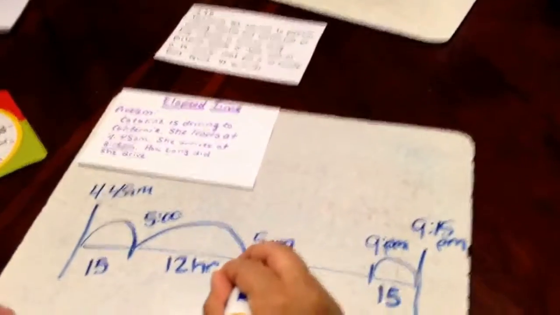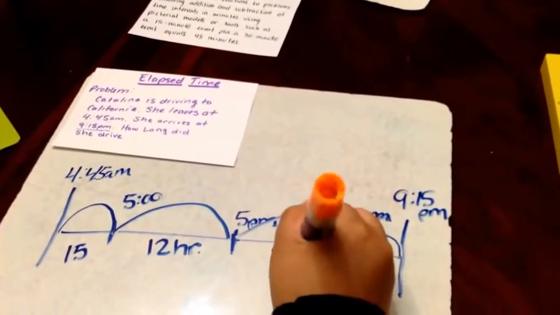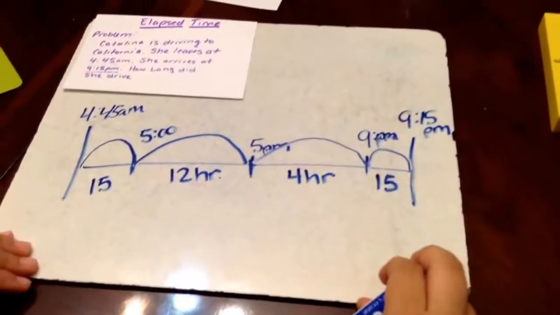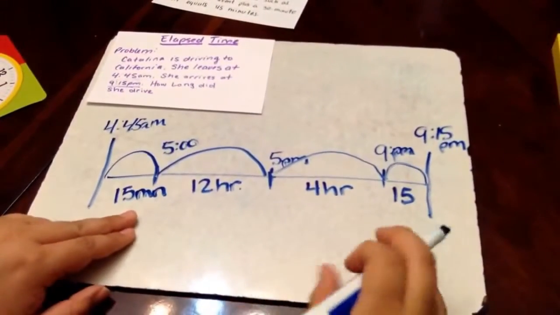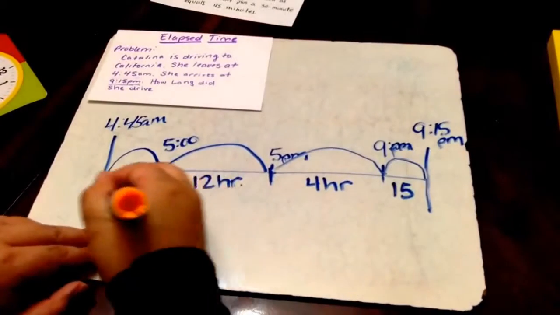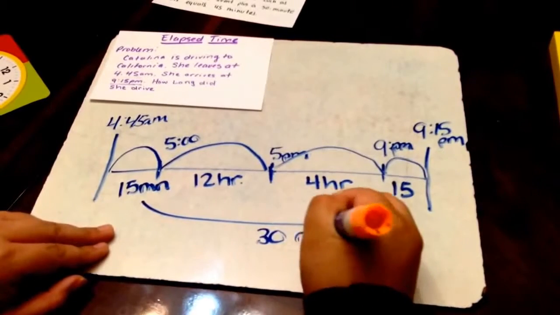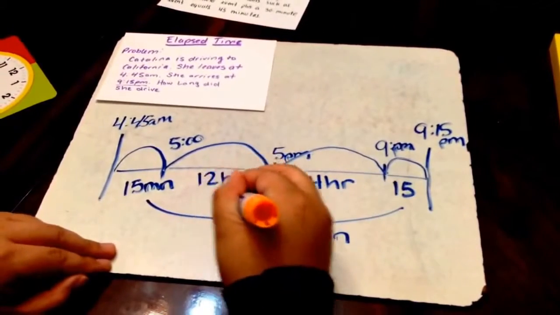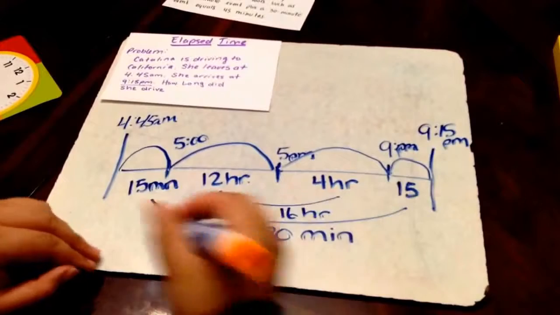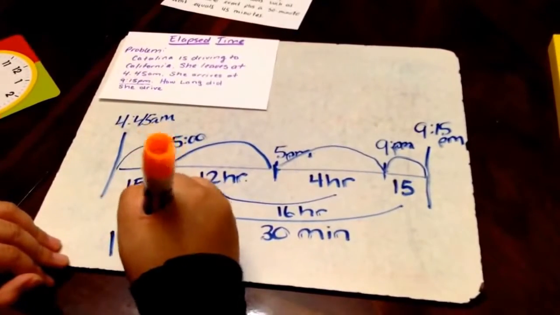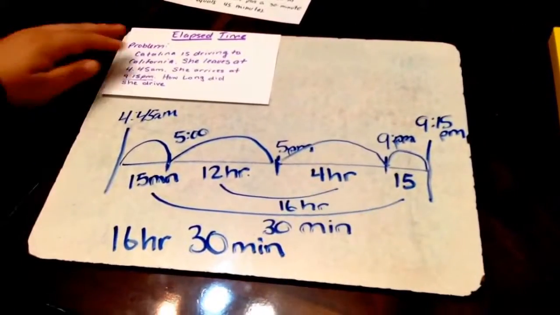And then from 5 to 9 is 4 hours. So this was minutes. So we count our minutes, 15 and 15 is 30 minutes. 12 and 4 is 16 hours. So she drove a total of 16 hours and 30 minutes.